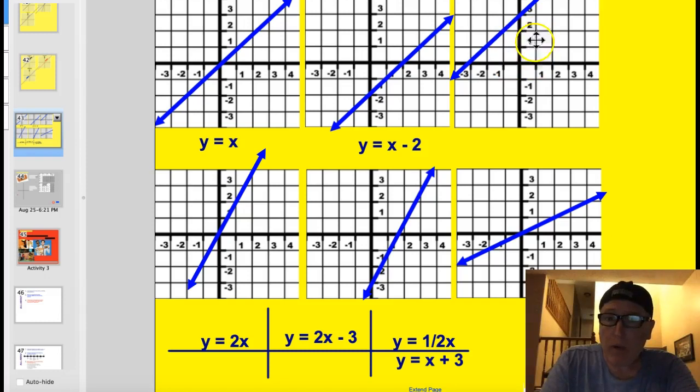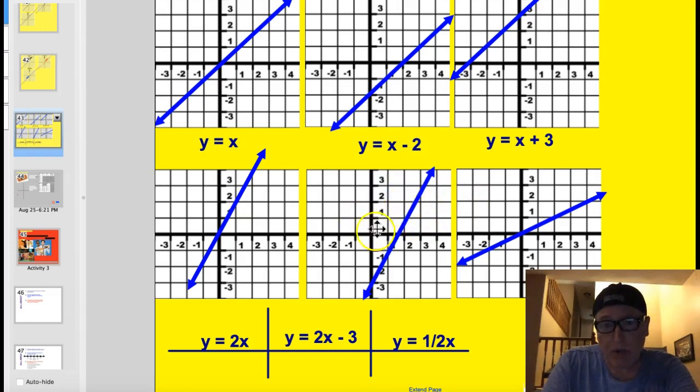How about this one? Well, this one is at 0, 1, 2, 3. The y-intercept is up here at 3. So that's got to be this one. Not -3, but +3. And again, look, all 3 of these lines are parallel. They just cross the y-axis at different points. So you got y = x, y = x - 2, and y = x + 3.